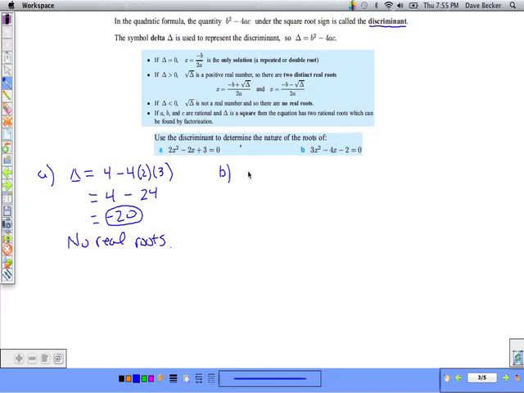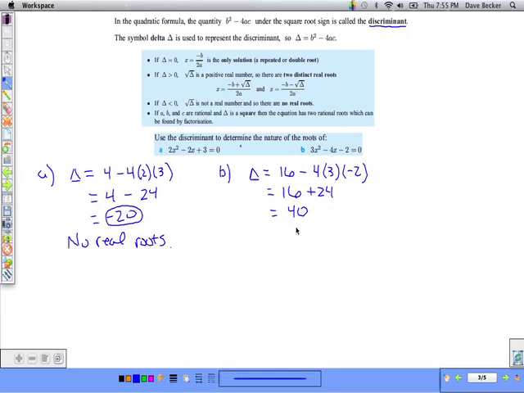So for the next one, delta would equal, what do we got here? B is -4, so that would be 16 minus 4 times 3 times -2. So that would be equal to 16, 4 times 3 is 12, times 2 is 24, and two negatives, so that's plus 24. So that's equal to 40. Okay, and that's positive, it's under the square root.